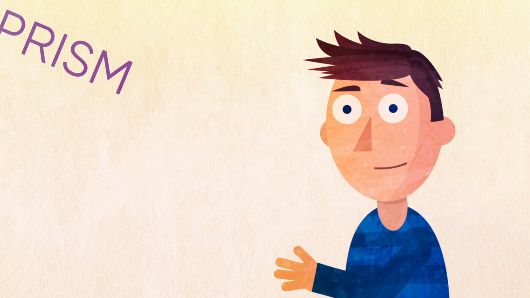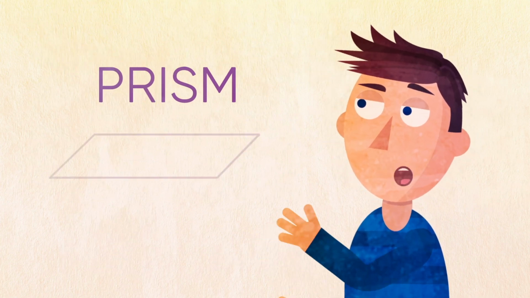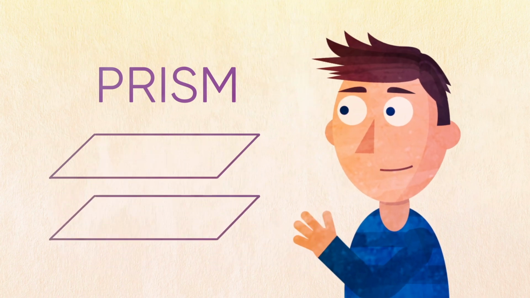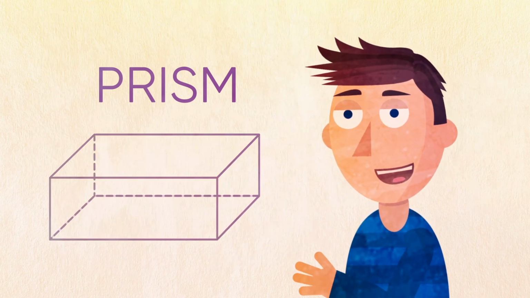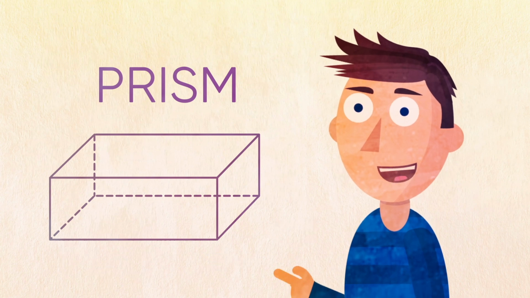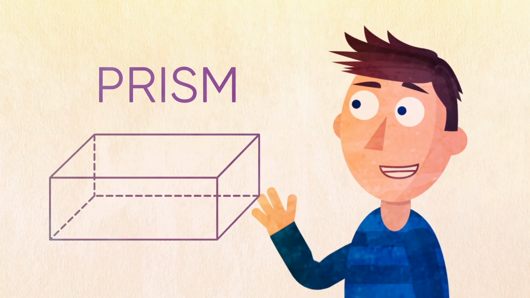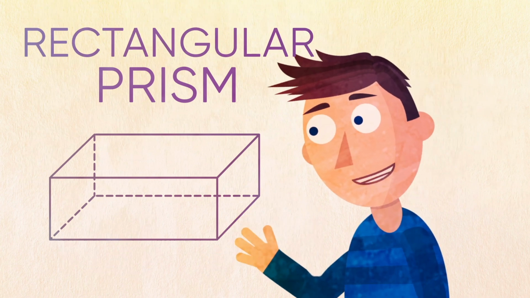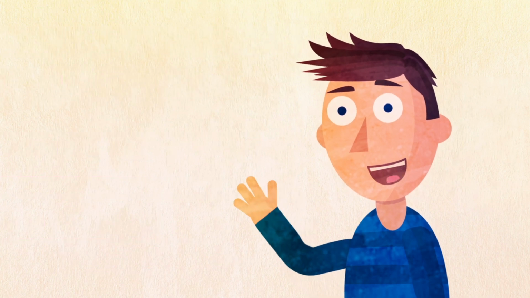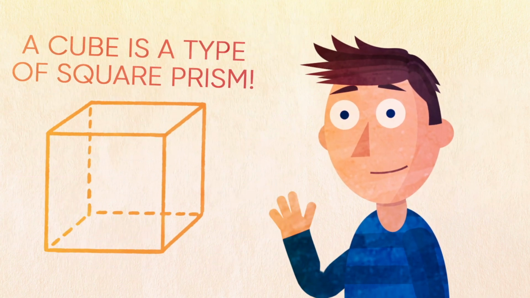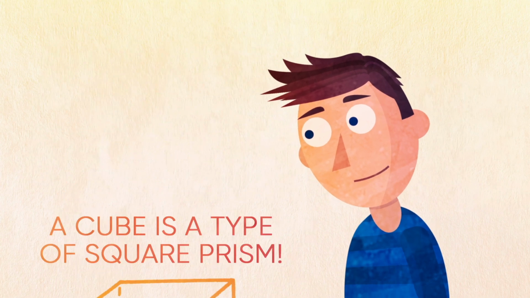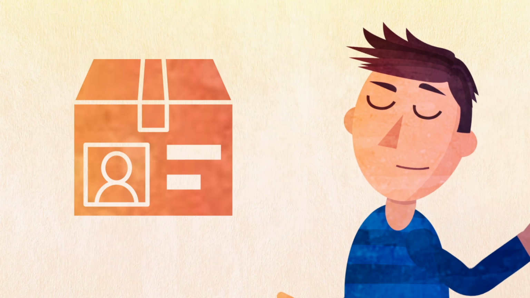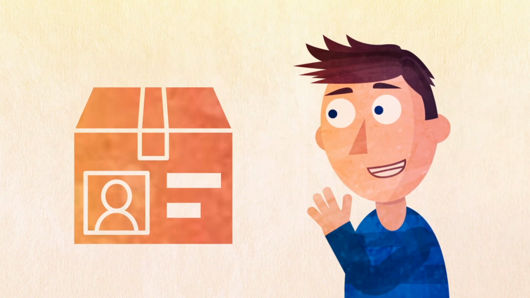Next up, we have a prism. Think of a polygon like a rectangle, duplicate it, and place them on top of each other, and we get a prism. The name of the prism depends on what polygon we are using. So this type of prism is a rectangular prism. In fact, when we apply this to squares, a cube is a type of square prism. For example, think of a regular box, like a balikbayan box. That would be a rectangular prism.